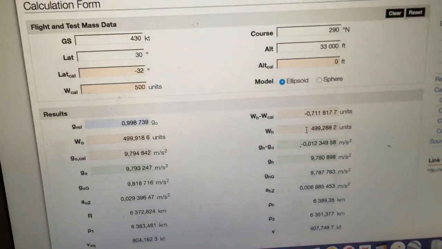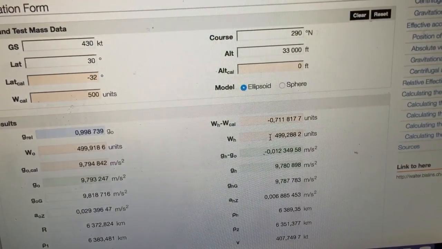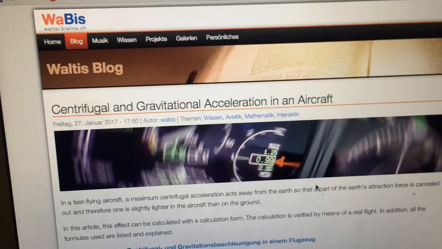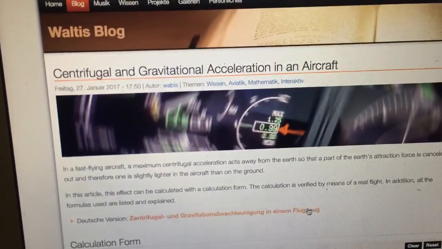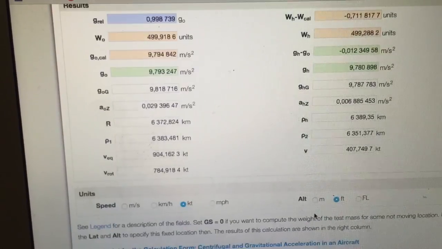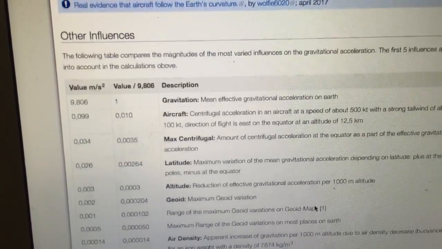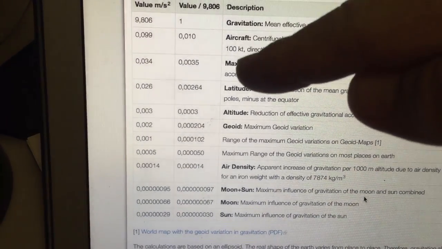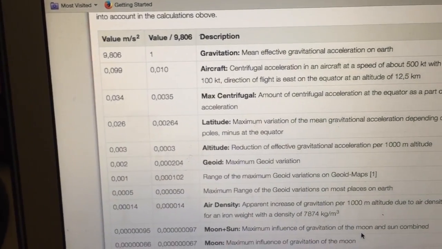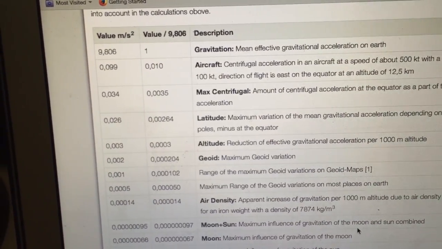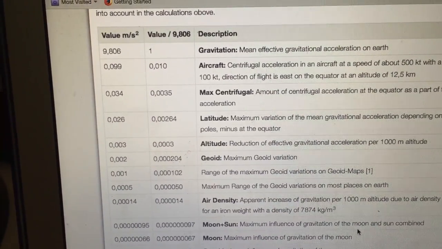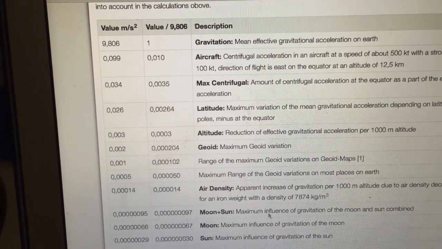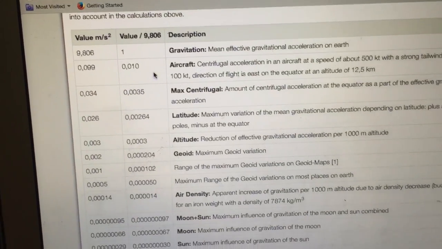But before I do, I just want to address some of the other points that were raised by people on my first video. So before playing the actual in-flight video, I'll scroll down in Walter's calculator because he has addressed many of the variables that were raised in comments on my initial video. They're listed here in order of decreasing effect. Obviously, the force of gravity is the most significant force. The speed and direction of the aircraft has the maximum effect on the change in the apparent weight on the scales. Okay, so that's going to be one of the factors.